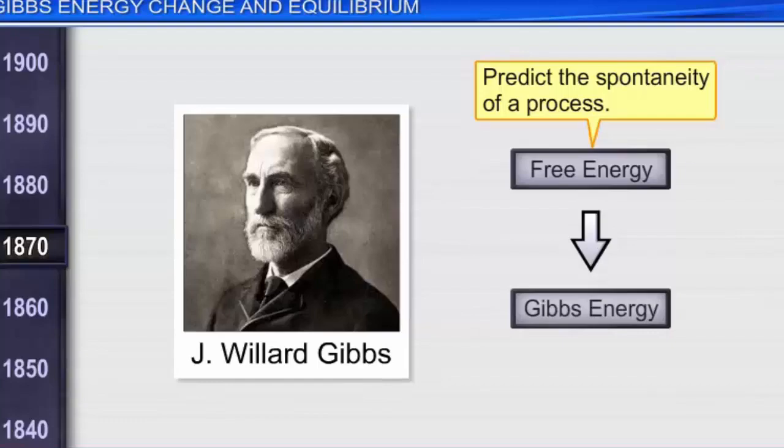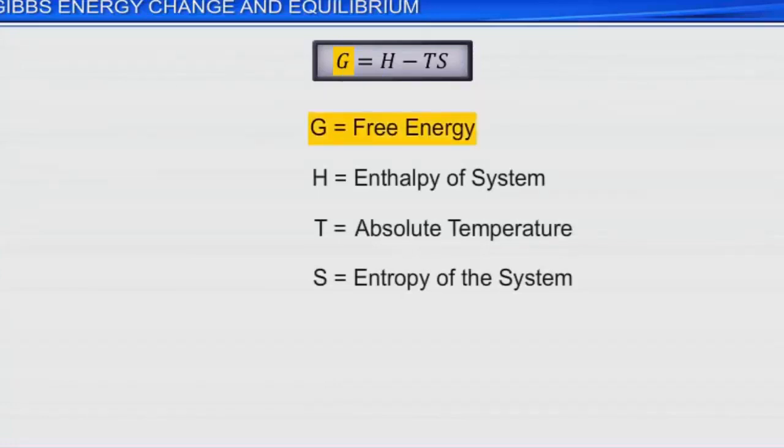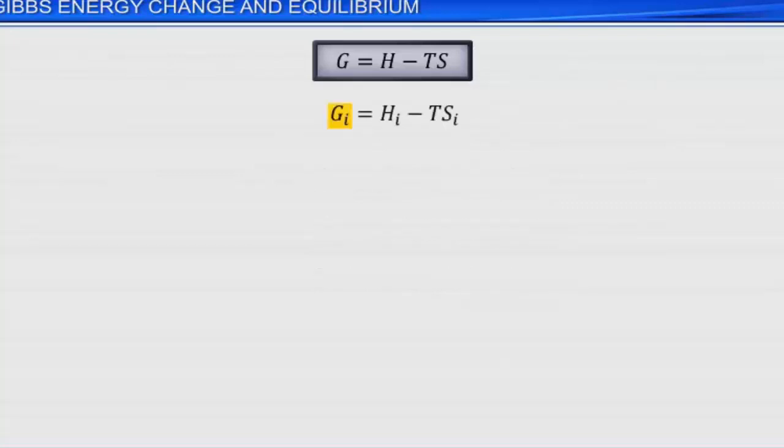Gibbs energy is represented as G and is calculated as G equals enthalpy of system H minus product of absolute temperature T and the entropy of the system S. Based on the equation, Gibbs energy of a system in initial state, Gi, is equal to the enthalpy of the initial state, Hi, minus the product of absolute temperature and entropy of the initial state, T Si.